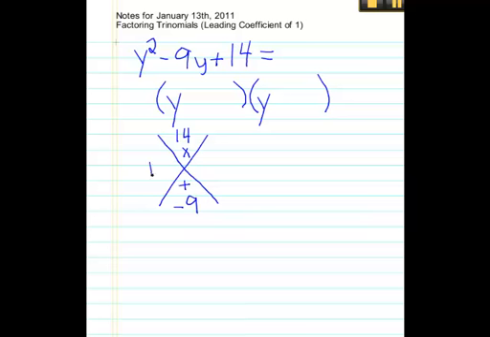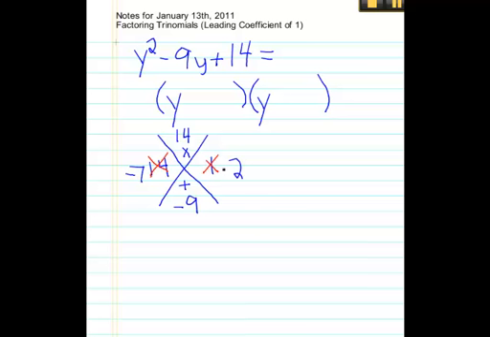So 14 and 1 would be the obvious factors of 14. But 14 plus 1 gives you 15, not the negative 9 that we're looking for. So if you came up with that, I'd get out the red pen, cross them off, say they're wrong. We're going to try something else. Factors of 14 also include 7 and 2. Now, 7 times 2 is 14. 7 plus 2 is positive 9, the opposite of what we're looking for.